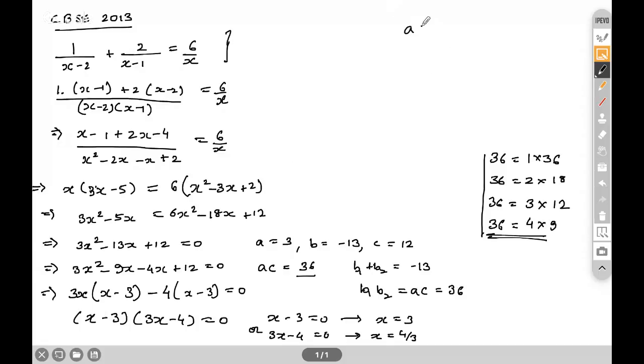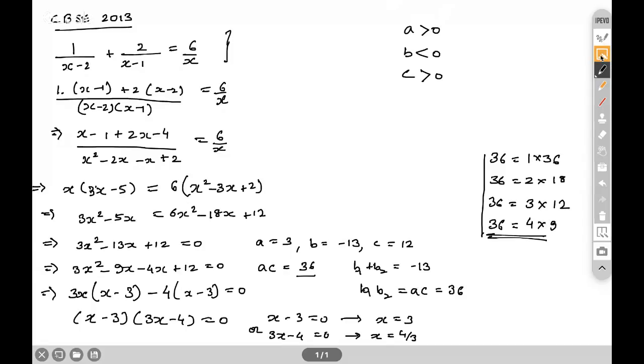So let's say a was positive, a was greater than 0, b was less than 0, and c was again greater than 0. In such cases, either both the roots will be positive or both the roots will be negative. You can take that as a trick. Now, just to check whether you have solved the equation correctly.